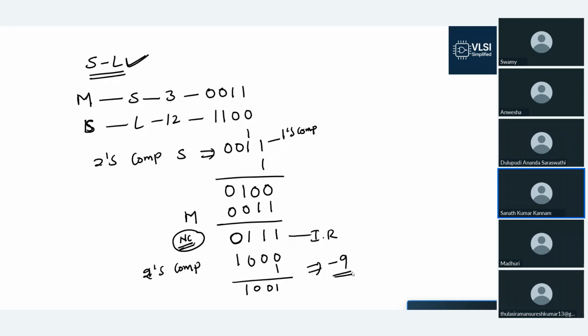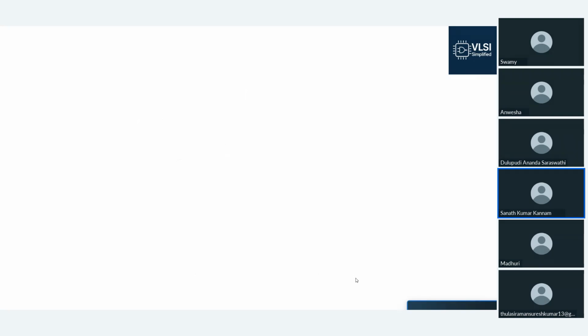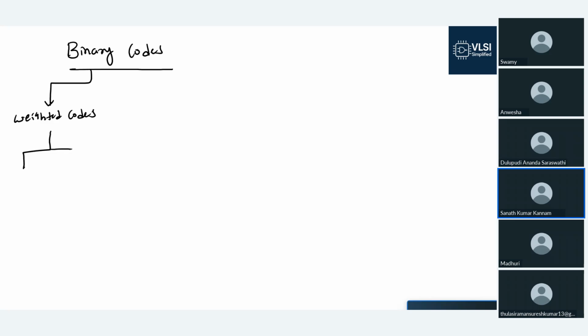Next I want to talk about binary codes. What are binary codes? You need to know about these binary codes. First is weighted codes. What are weighted codes? Weighted codes are nothing but codes where each digit position has a weight.